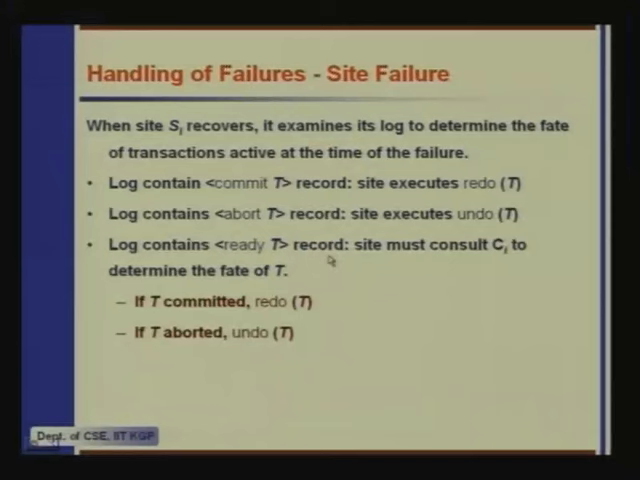Suppose log contains a ready T record, but it does not contain a commit T or abort T, then it cannot take a decision about the fate of the transaction, because even though it was ready to commit the transaction, it may be the case that some other site had sent a note to the coordinator, and the decision of the coordinator is not recorded in the log of SI. So it has to consult the coordinator to determine the fate of T, okay. Now it asks CI what is the fate of T, and CI informs whether it committed or aborted. If CI informs that T was committed, then it must redo T. If CI said that T was aborted, then it must undo T.